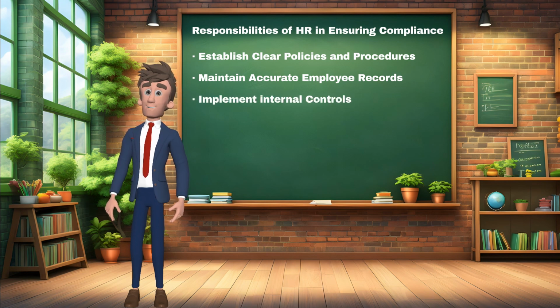Implement internal controls. Establish and maintain robust internal controls within HR processes to prevent errors, fraud, or misstatements in financial reporting. Internal controls may include segregation of duties, authorization procedures, documentation requirements, and regular monitoring or audits of HR transactions and activities. These internal controls should be designed to detect and mitigate risks associated with financial reporting and compliance.